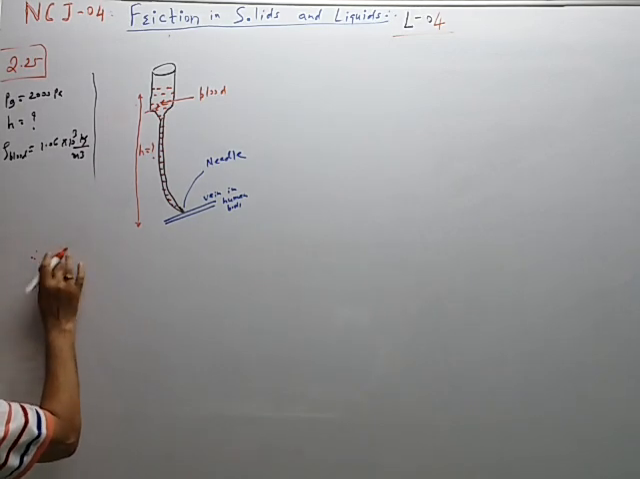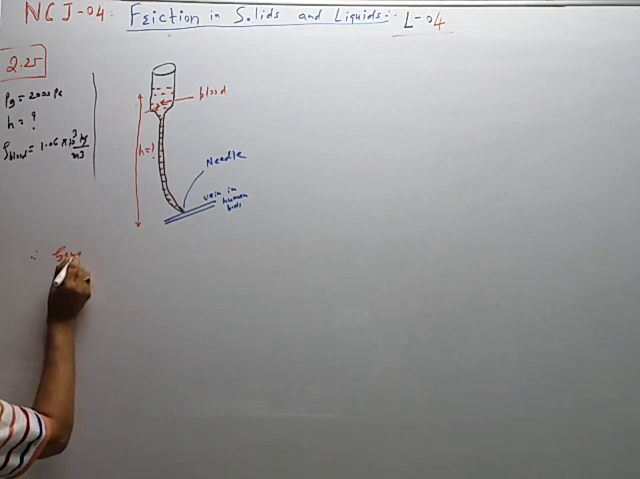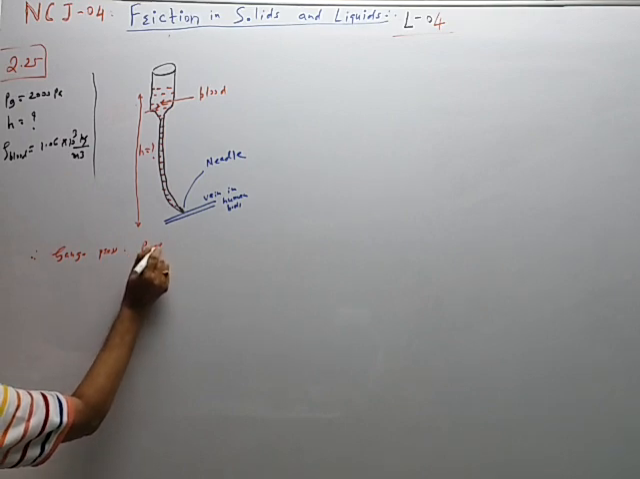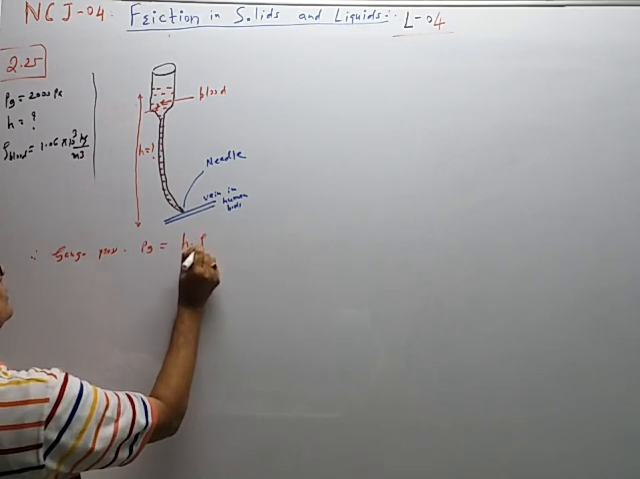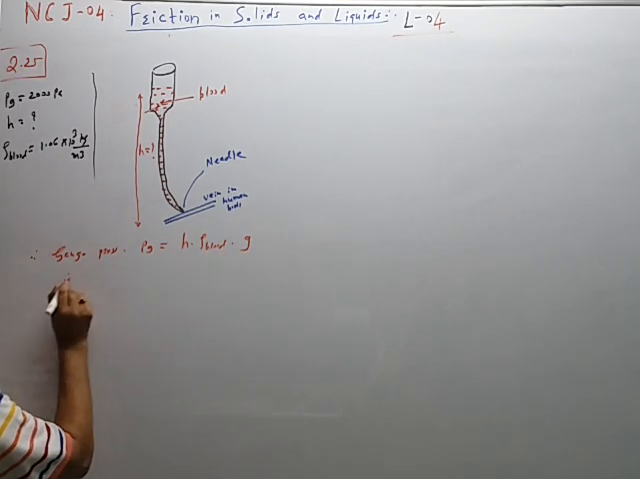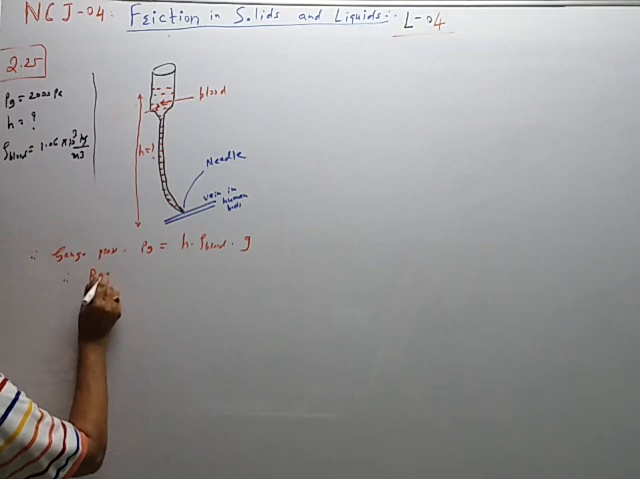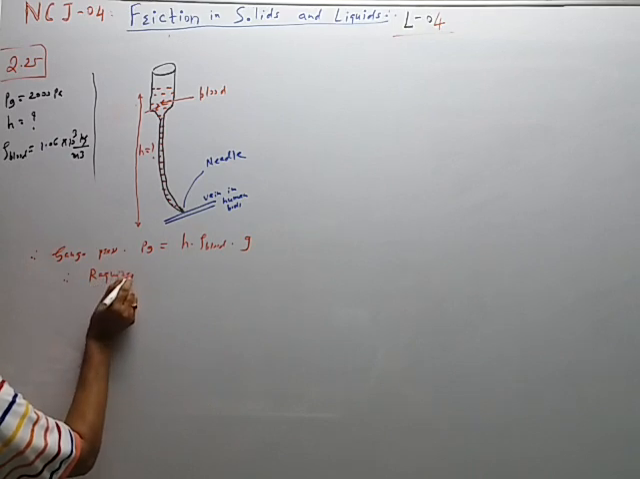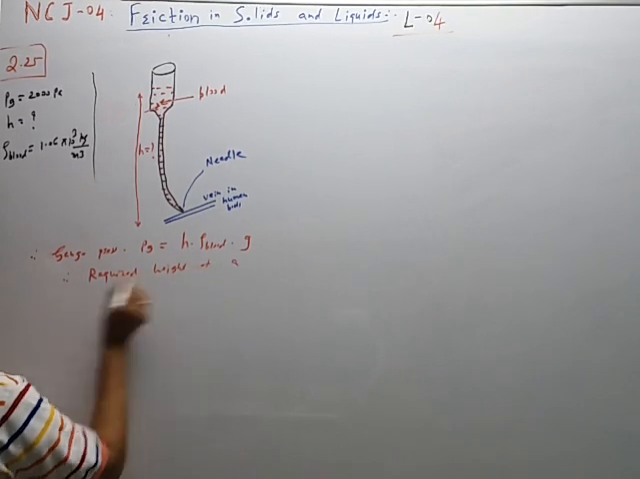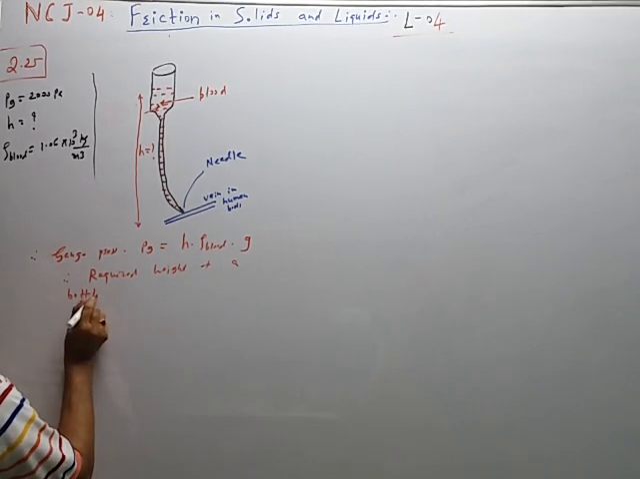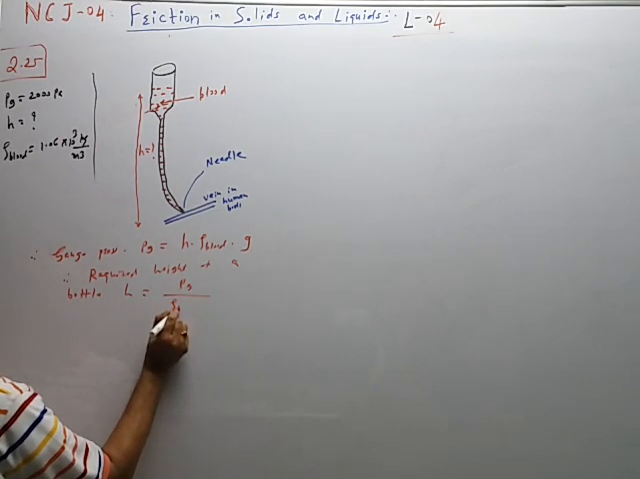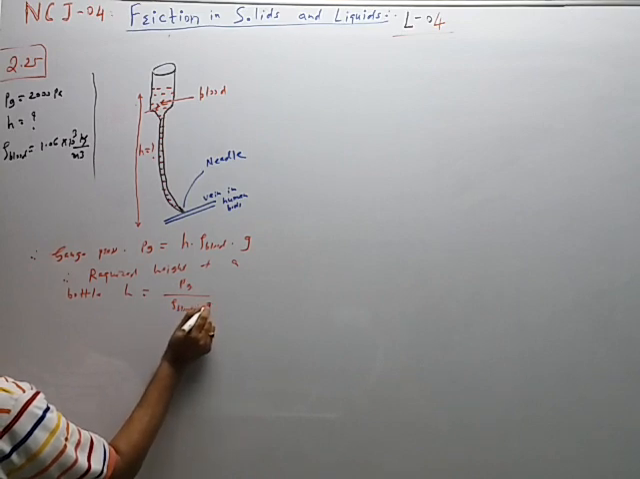Gauge pressure Pg is equal to h into rho blood into g. Then the required height of the bottle h is equal to Pg upon rho blood multiplied by g.